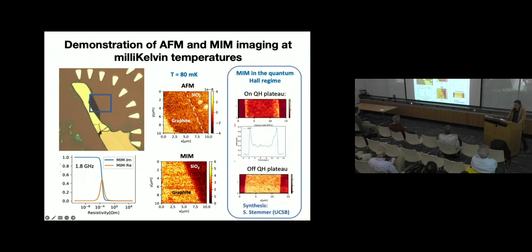Okay, so going beyond simple materials, we also wanted to see whether we could use this system to detect topological edge states. In order to do that, we performed MIM imaging of a cadmium arsenide thin film in the quantum Hall regime. First, we tuned the Fermi energy into the gap between two Landau levels, and what we observed is a local enhancement of the MIM response at the sample edges due to the presence of edge states.